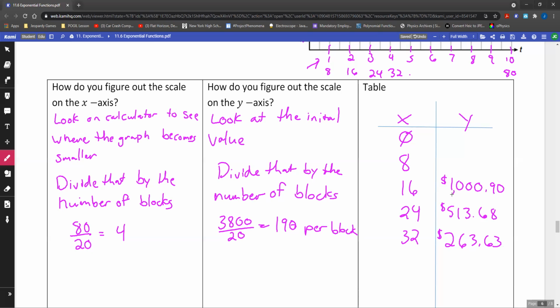1,000.9. This one was about 1,950.2. And this one was the 3,800. I'm sure if you graphed these values, you would see a much more pronounced exponential decay.